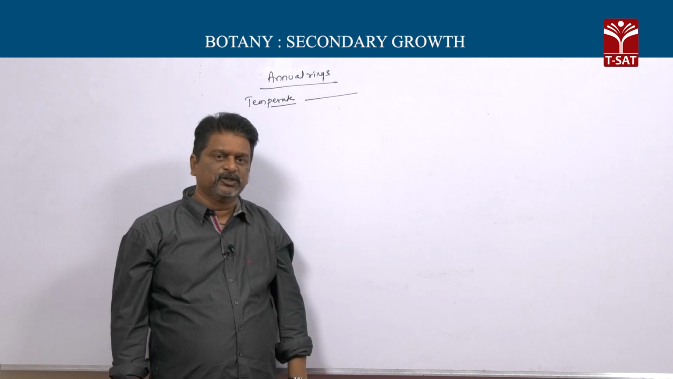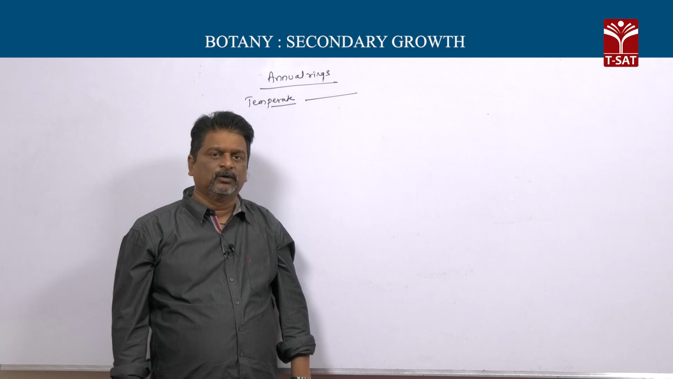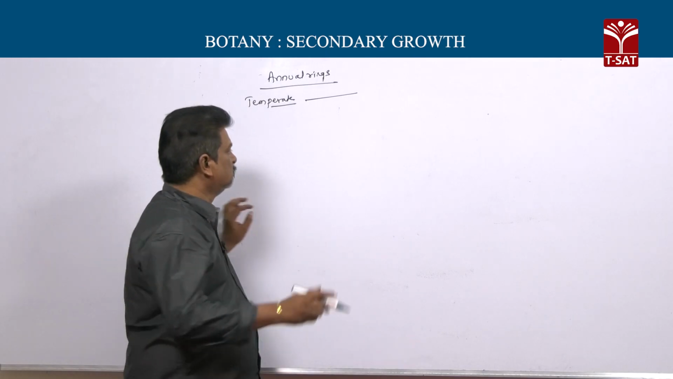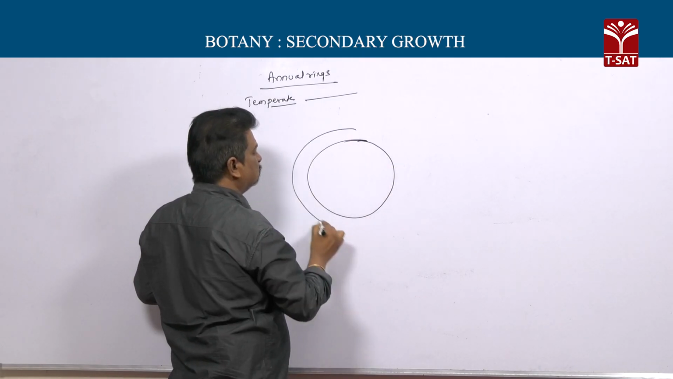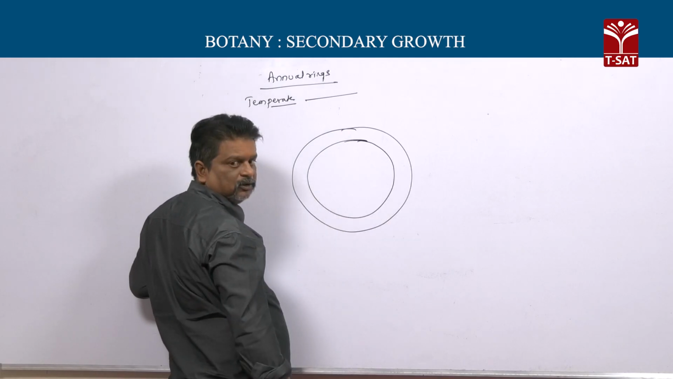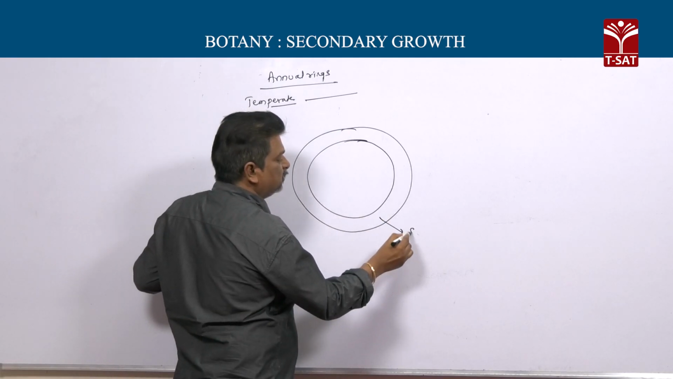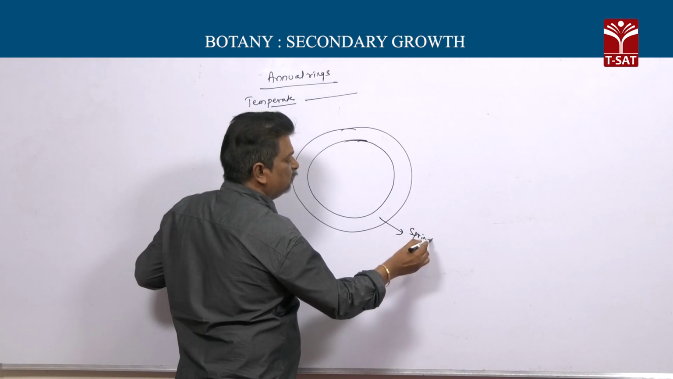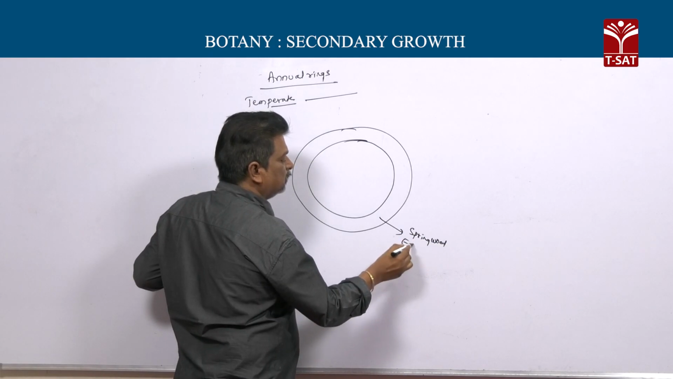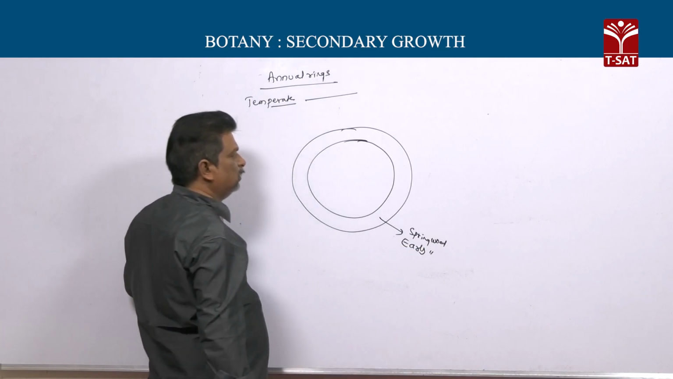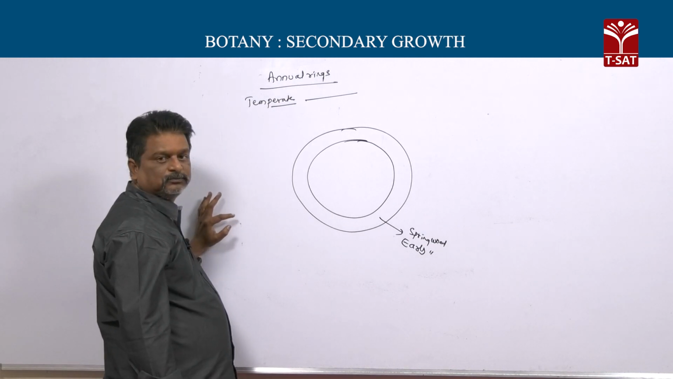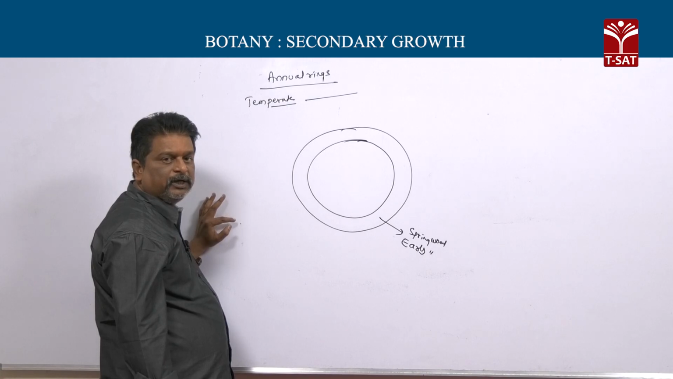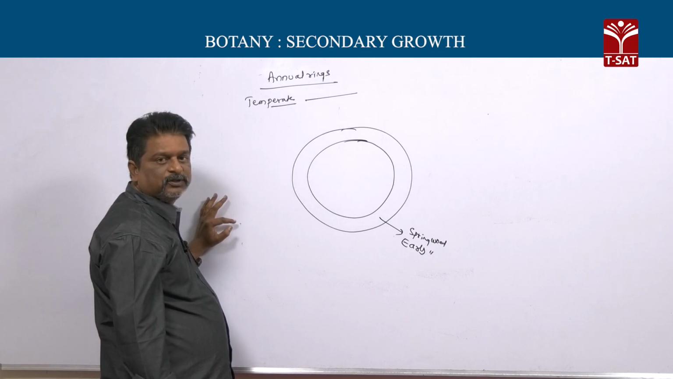So in spring season, the activity of vascular cambium increases. This vascular cambium produces a large number of vessels with a wide lumen. Such wood is called spring wood, or it is called early wood. Then in autumn season, leaves fall off. Leaves falling off means metabolic activity is decreased.